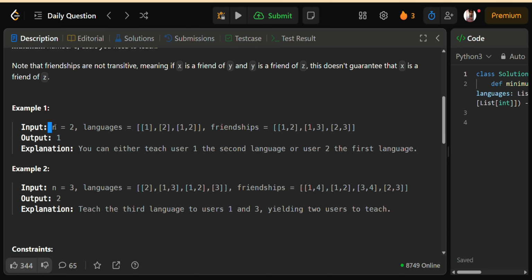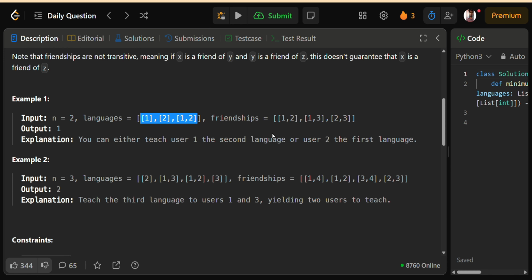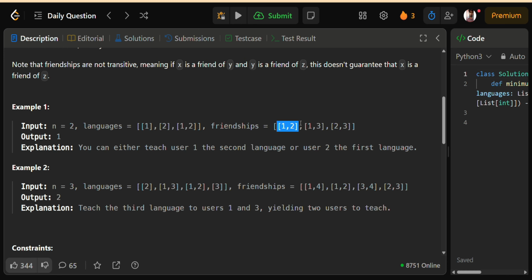Suppose we have n equals 2, meaning there are two possible languages in total. The languages array looks like this. User 1 knows language 1. User 2 knows language 2. User 3 knows both languages 1, 2. Now the friendships are given as [1, 2], [1, 3], [2, 3].